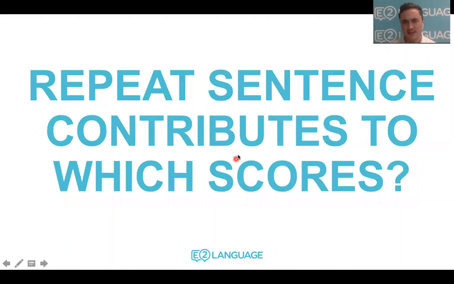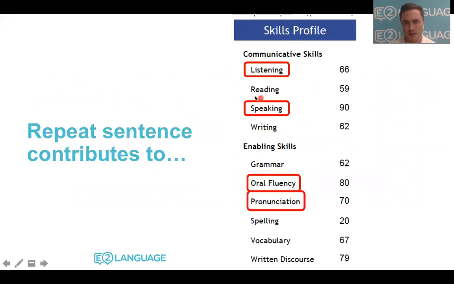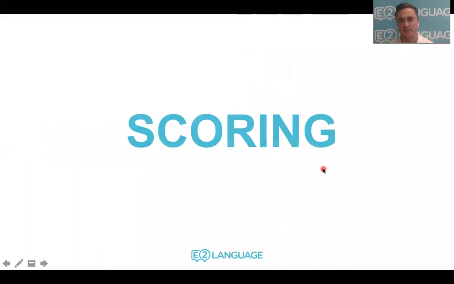Repeat sentence contributes to which scores in the PTE? Well, it contributes primarily to speaking, but repeat sentence also contributes to your listening score, and for your enabling skills, it contributes to your oral fluency score and your pronunciation score. So primarily speaking, a little bit on listening, and it contributes to these enabling skills scores.